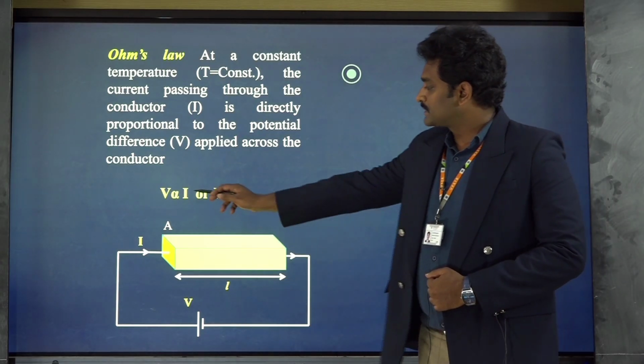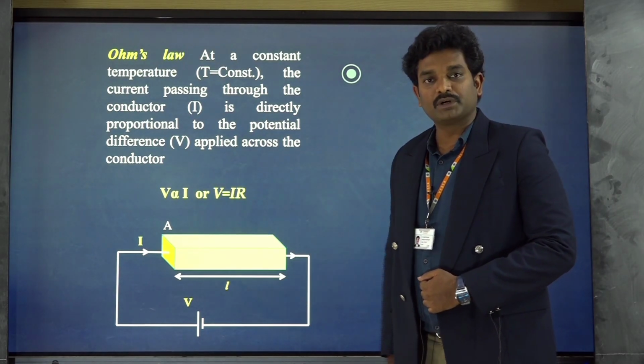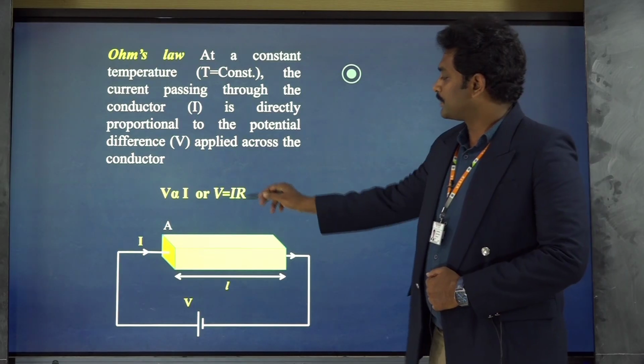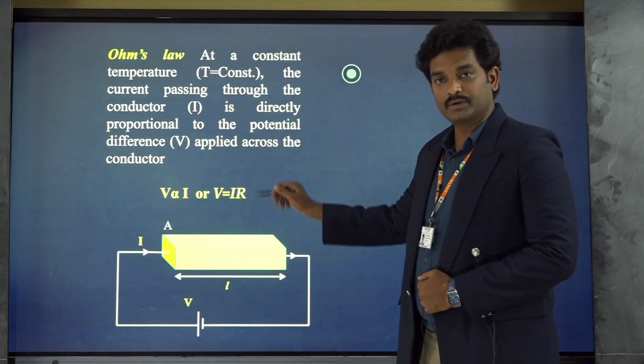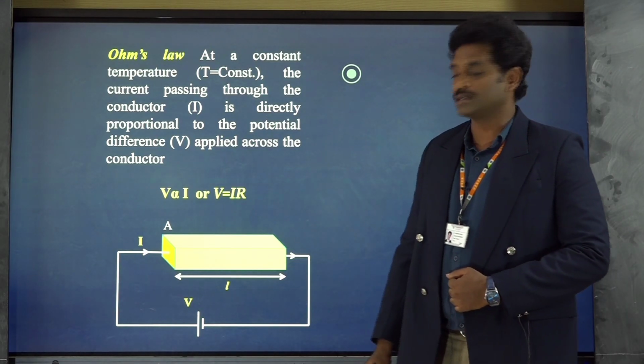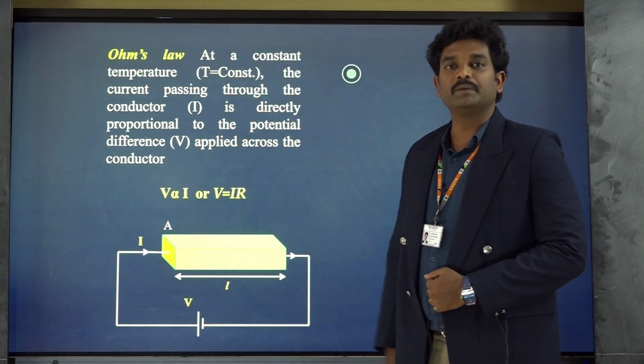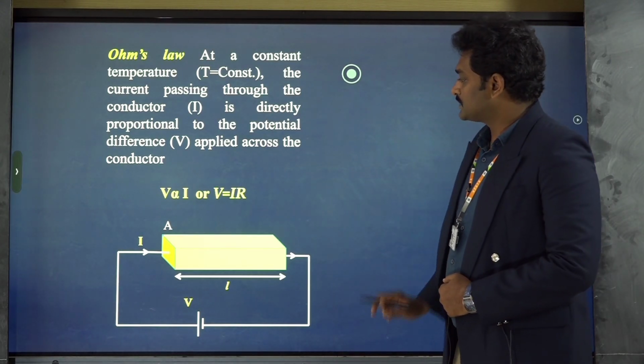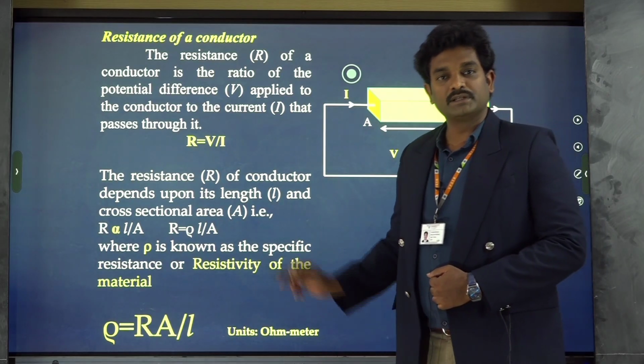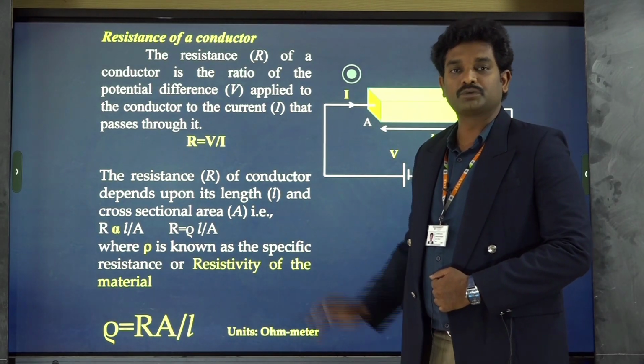Now if we remove this proportionality, we have to introduce a proportionality constant called R. This R is called the resistance of this conductor. If we rearrange the terms, then R is equal to V by I. This resistance R is defined as the ratio of the voltage applied to the current passed through the conductor.